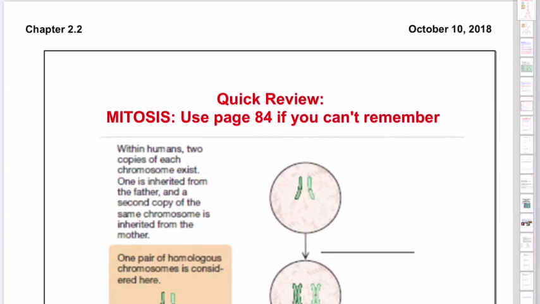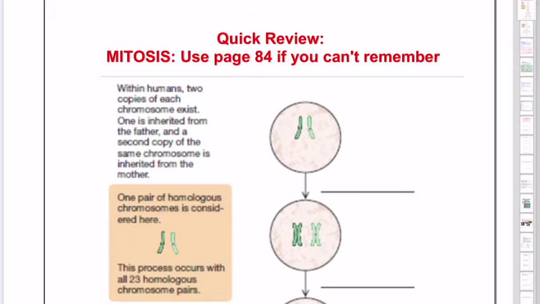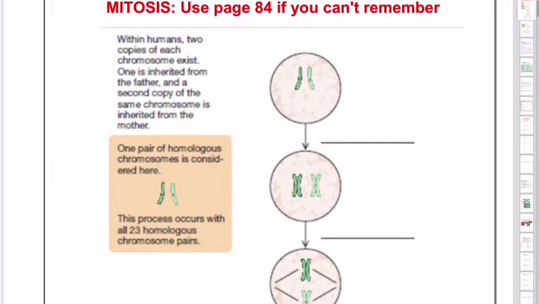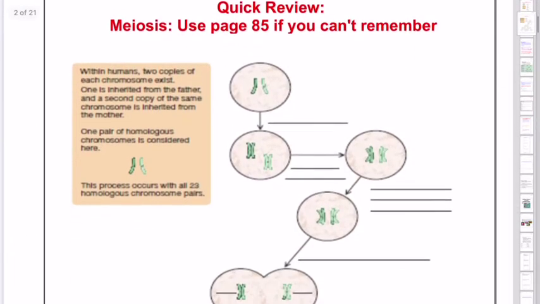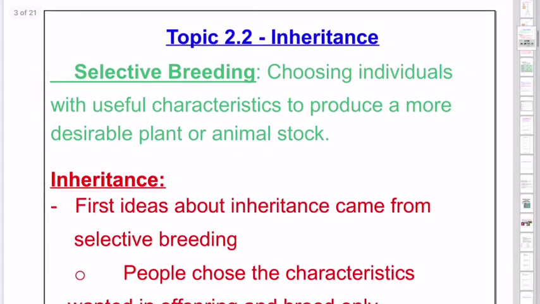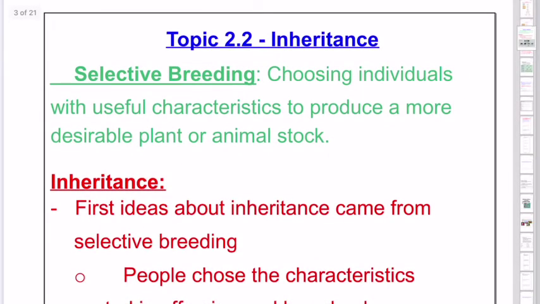All right, so we're working on chapter 2.2 of the biology unit. Here's a quick review of mitosis. It says, using page 84, try and remember the different parts of mitosis. We didn't go over that, so I'm going to skip that section. What we're going to work on is topic 2.2, and this is looking at inheritance.